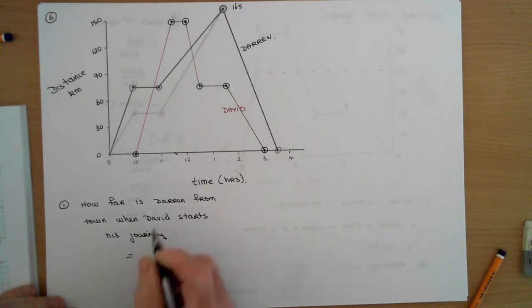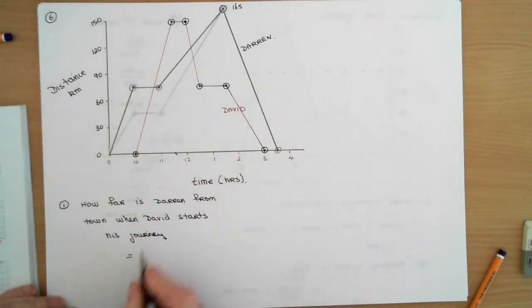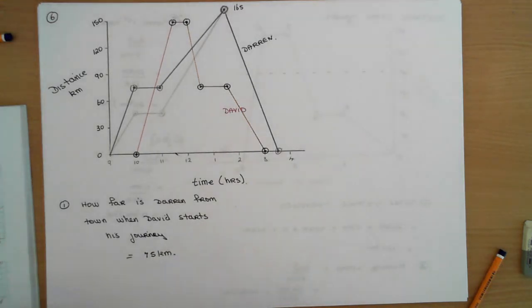And how far is Darren away from the town when David is about to start his 75 kilometres? The other way around doesn't make sense. Am I interpreting that correct?